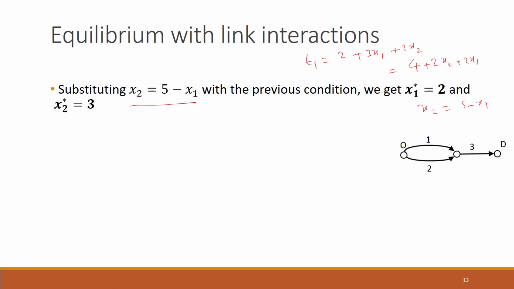Okay. So, now here actually this one is very easy. These two terms get cancelled here. So, we get that x1 is equal to 4 minus 2, equal to 2. And since x1 is equal to 2, x2 is equal to 5 minus 2, equal to 3. Okay. So, that is how we get x1 star is equal to 2 and x2 star is equal to 3.